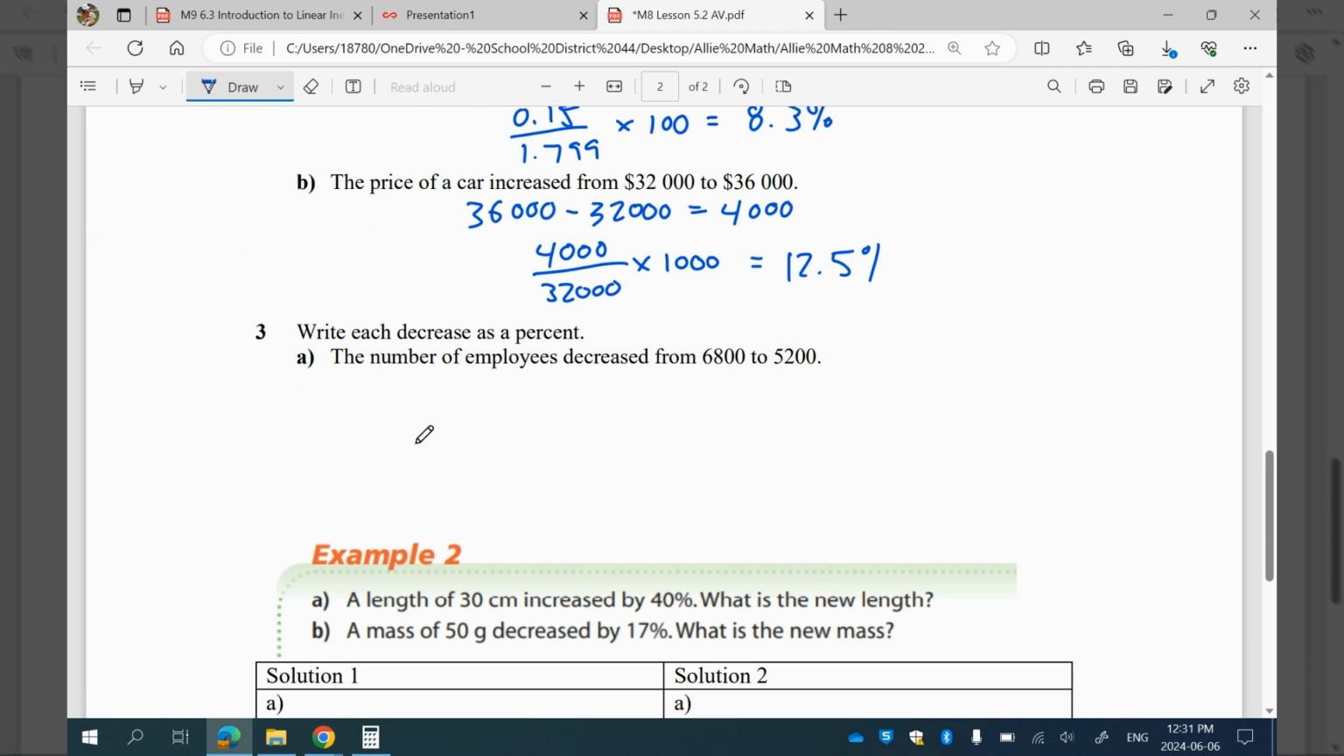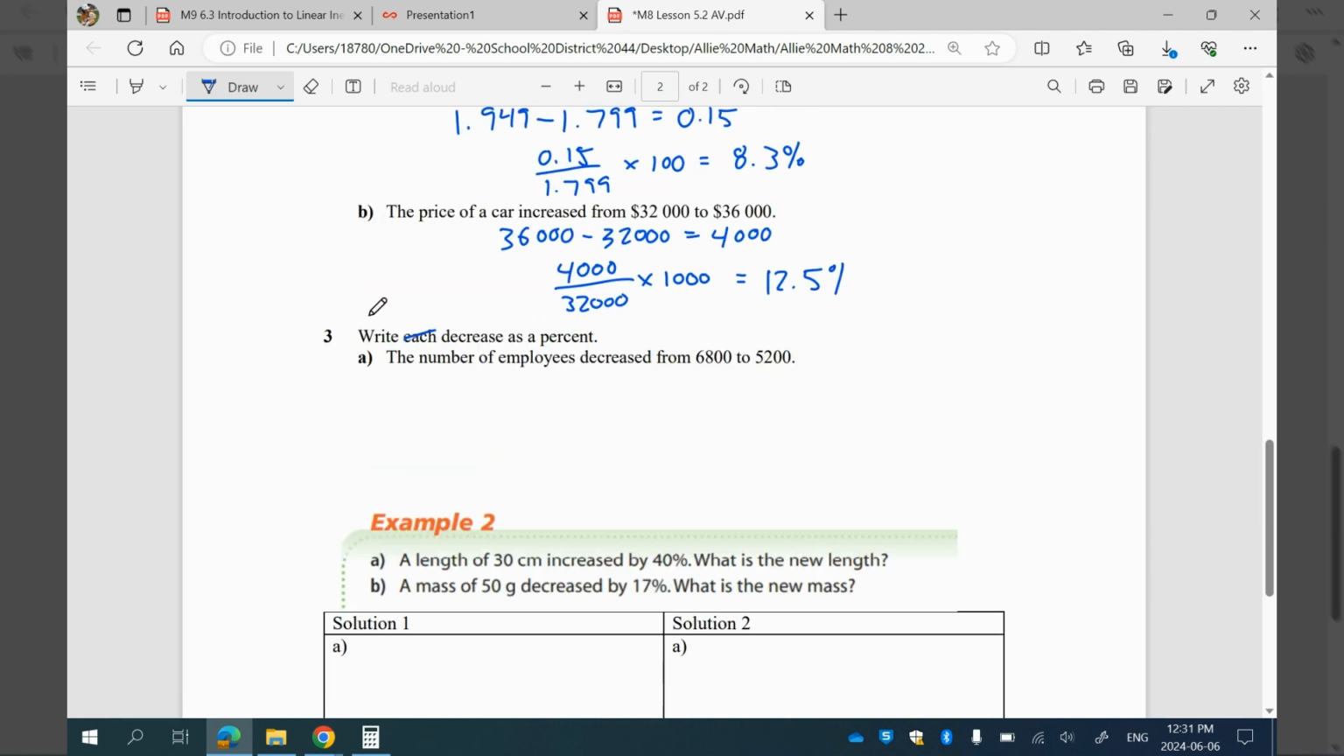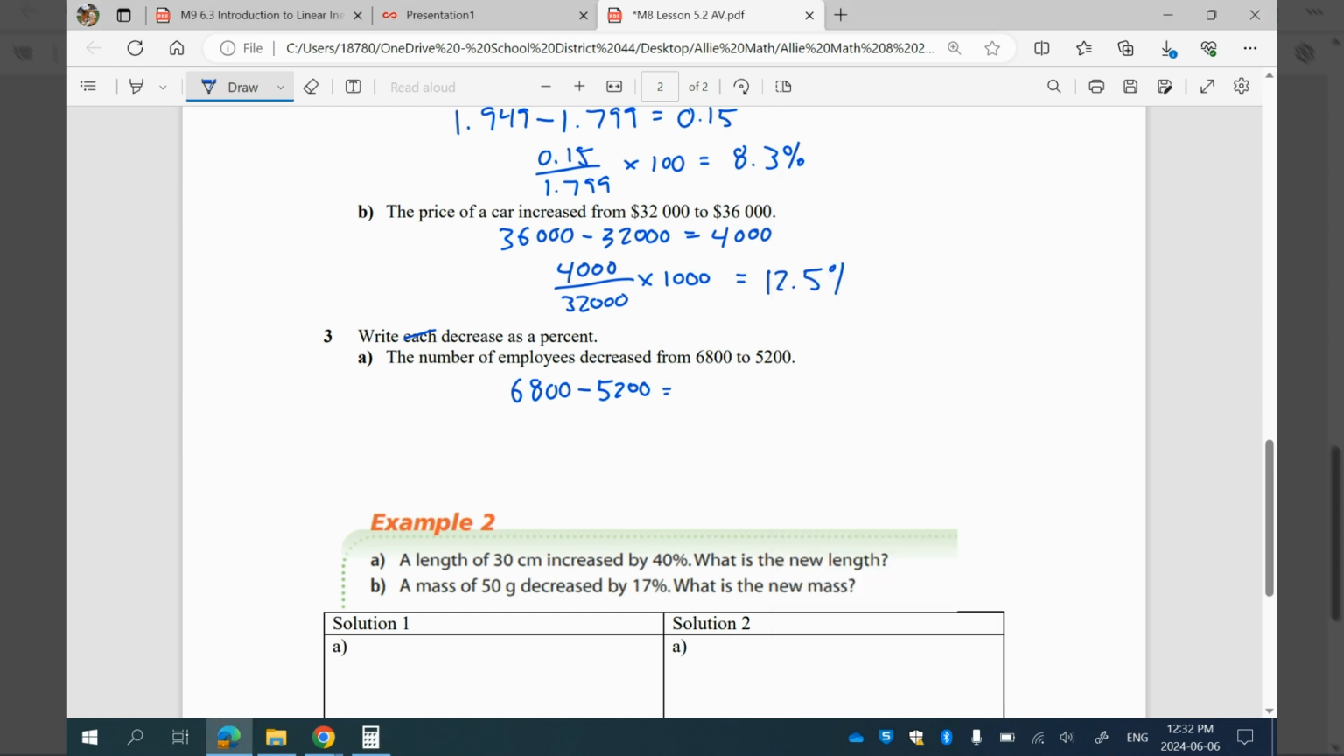And let's look at 3. Write each decrease as a percent. I think I took out 1, so write the decrease as a percent. So the number of employees decreases from 6,800 to 5,200. So let's figure out the change first. We want the difference between these two numbers. 6,800 subtract 5,200 equals the change, 1,600.